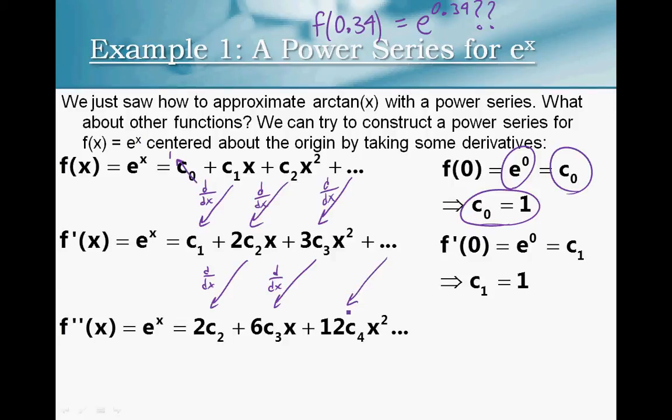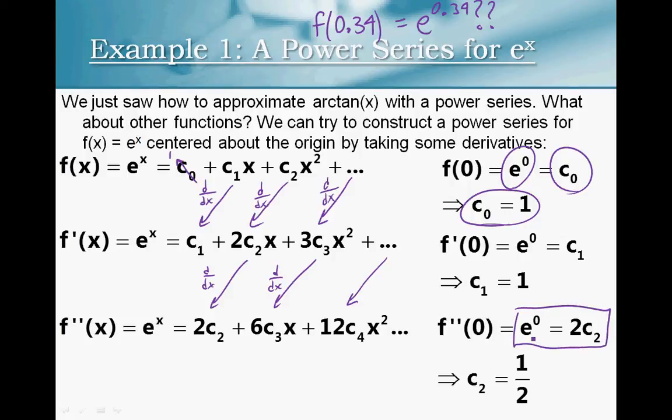And now we're going to find out what the second derivative of f is, evaluated at 0. Well, that's e to the 0 equals 2c2. So now I have a little equation to solve. Solve this for C2 and you get 1/2. E to the 0 over 2 is 1 over 2, which is 1/2.